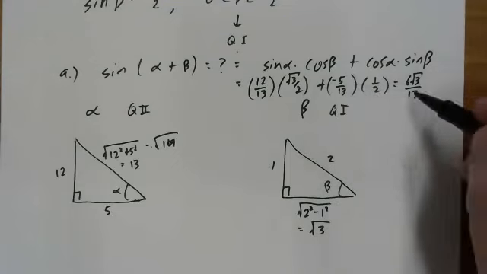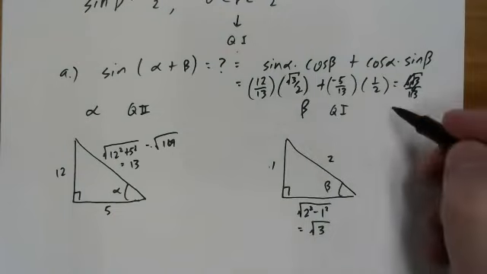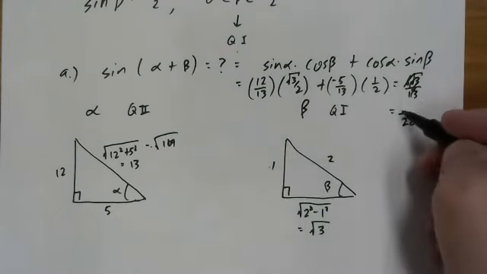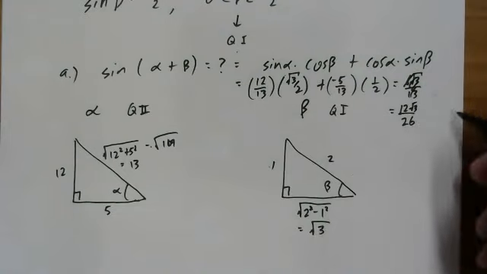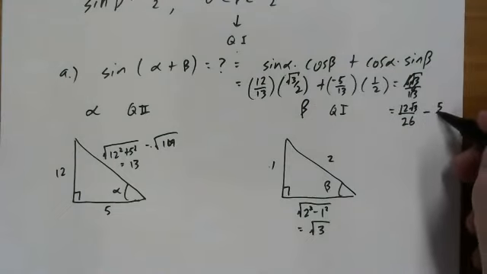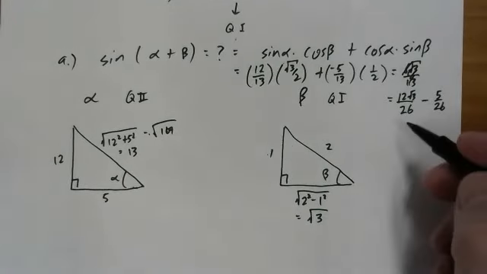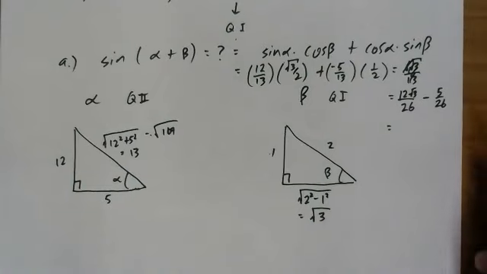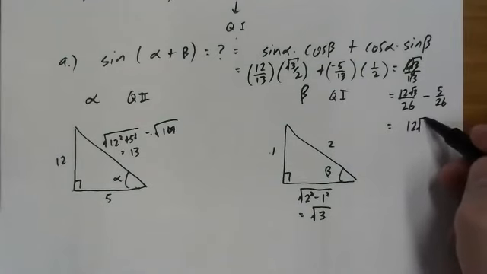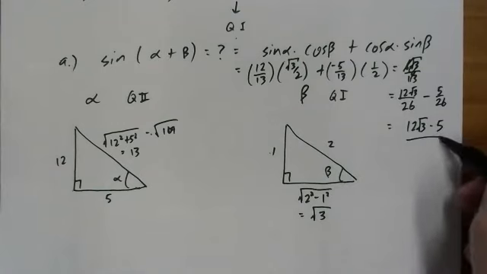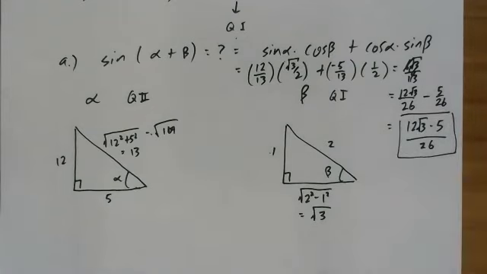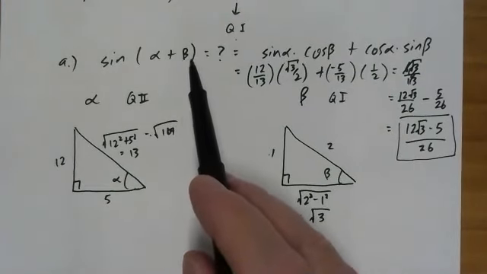Although you know what? Because I'm going to combine these, let me not cancel. Let me just leave it as 26 in the denominator. 12 square root of 3 over 26. I'm multiplying a negative times a positive, so it ends up being minus 5 over 26. And now, since these have the same denominator, I can combine them into one fraction, 12 square root of 3 minus 5. So that's the sine of alpha plus beta.